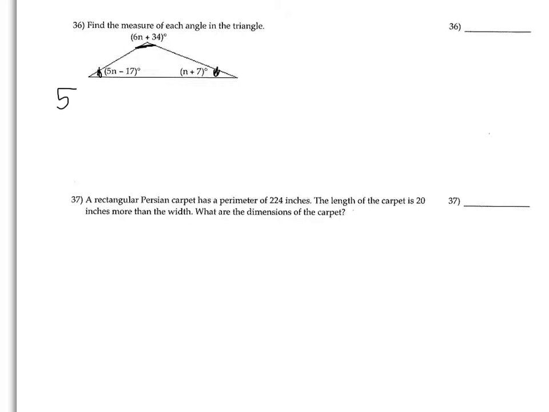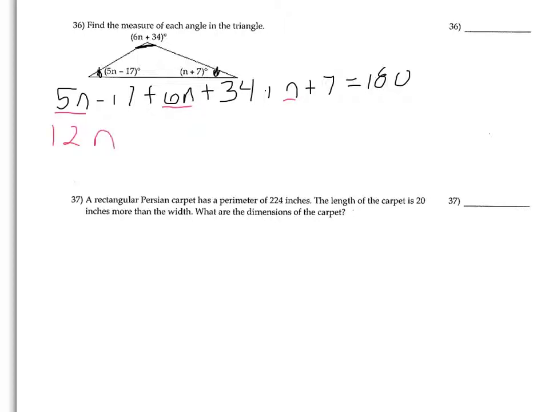So if we have 5n minus 17 plus 6n plus 34 plus n plus 7 equals 180, this is the equation that we have to solve. Now, we want to combine like terms on the left side. So we have 5n plus 6n plus n is going to give us a grand total of 12n. Also, we have our negative 17 plus 34 plus 7, which I believe is going to give us 24 here. So plus 24 equals 180.